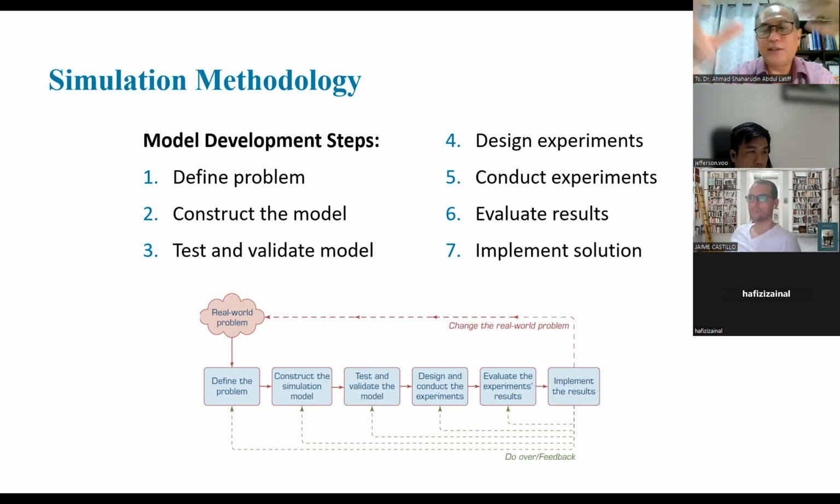You need to test and validate the model. How do you test and validate the model? Because you have already done your data mining, you have data, you can test with the data. Earlier, we discussed how to test this model, and then you develop the design experiment, you conduct the experiment, you evaluate the result, and then you implement the solution.